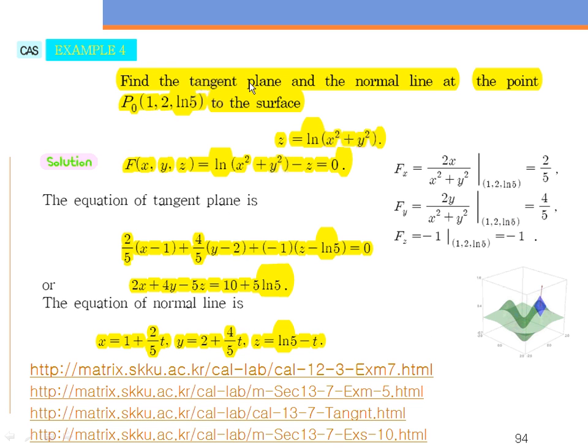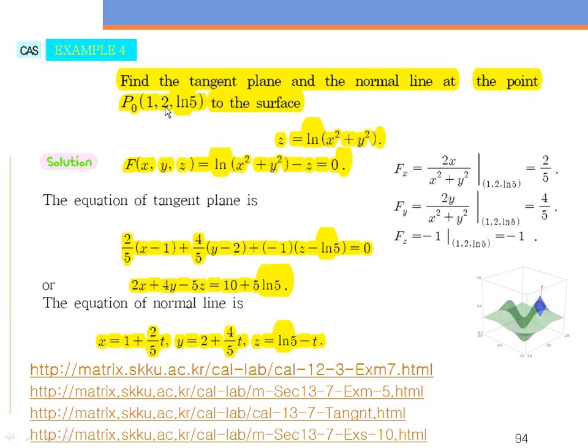And next example, find the tangent plane and the normal line at the point of this surface. Do the same thing. Partial derivative of this capital F, which is this minus g. And then, as you see, fx at this point, 1, 2, ln of 5, is 2 over 5, fy is 4 over 5, and fg is always minus 1, because the partial derivative of this with respect to g is minus 1. With this, at this point 1, 2, minus ln of 5, and 2 over 5, 4 over 5, and minus 1 come up here to give us the equation of the tangent plane.